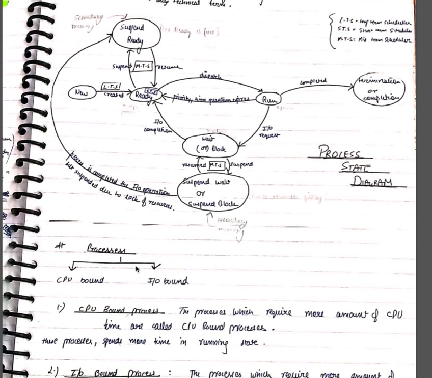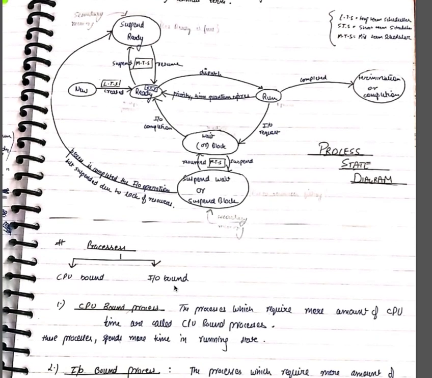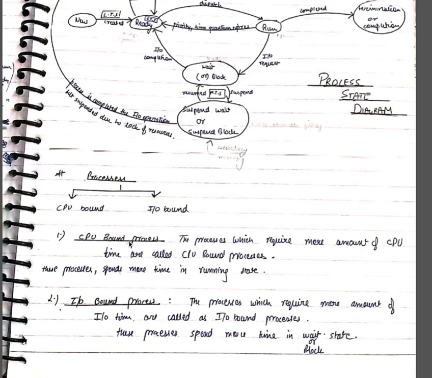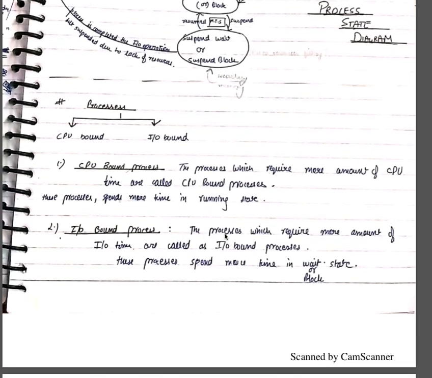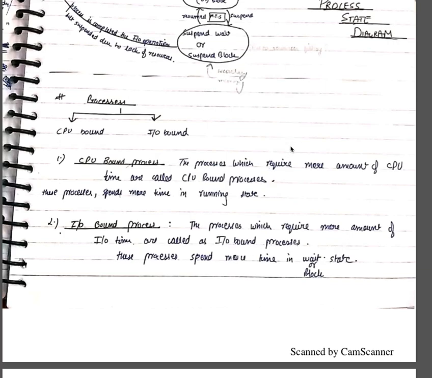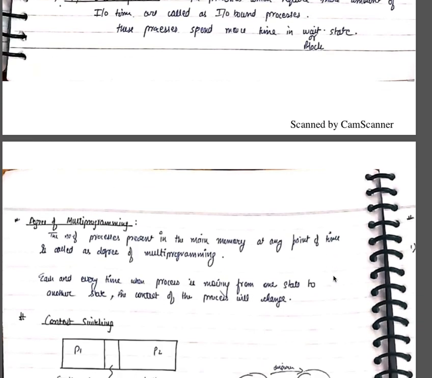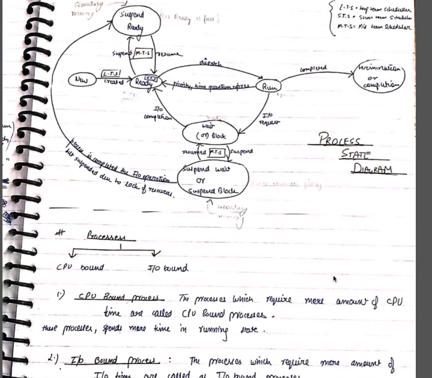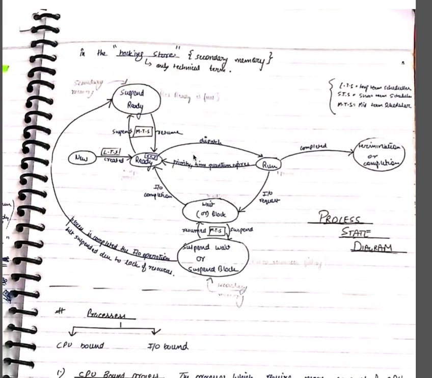Now processes are of two types: CPU bound process and input output bound process. A CPU bound process is a process which takes more CPU time, as the name itself indicates. And input output bound processes are those which require a greater amount of input output time. Now I guess I should continue. Let's see the diagram.